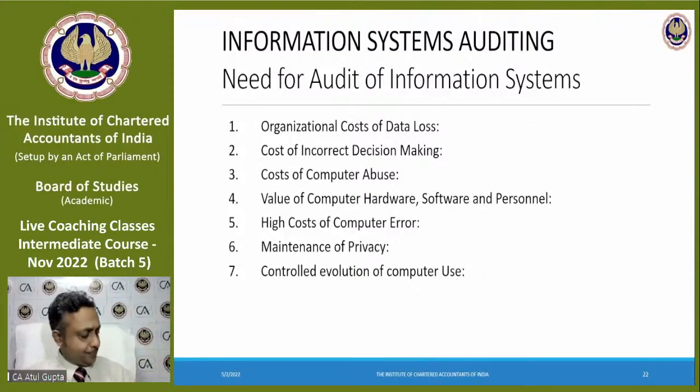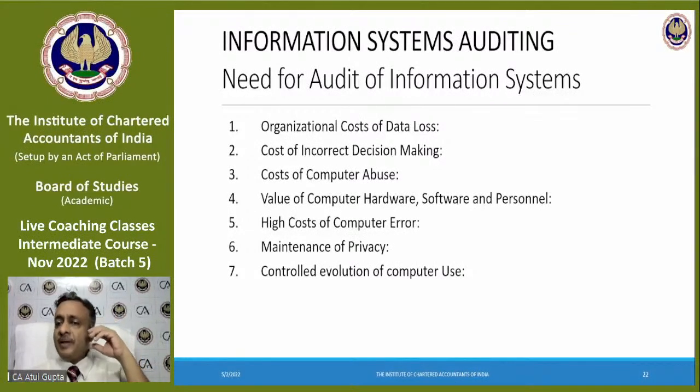With this idea that audit is going to help management find lacunas in the system, you look for the way the system is being created, the way gaps are there in the system. Now, organizational cost of data loss. There is a lot of explanation given in the module itself.